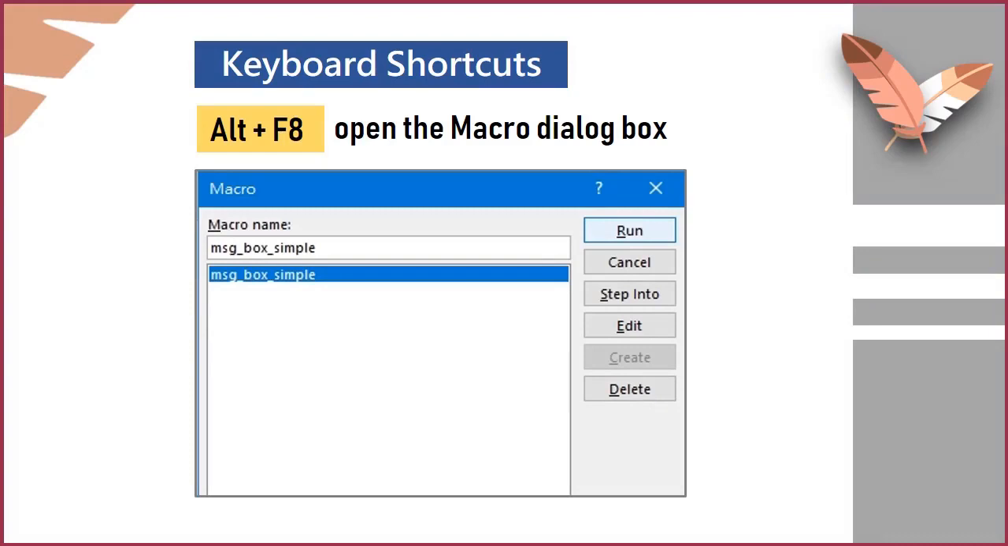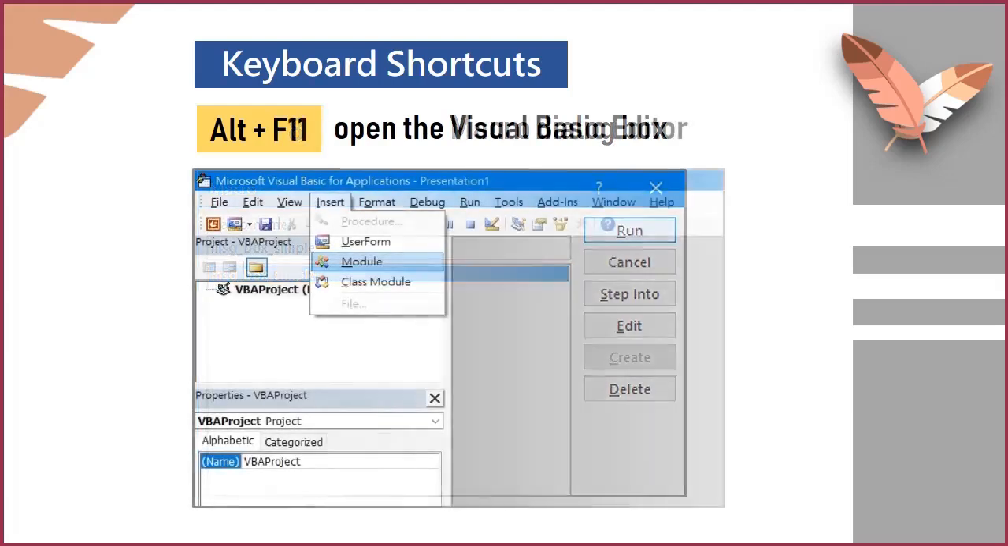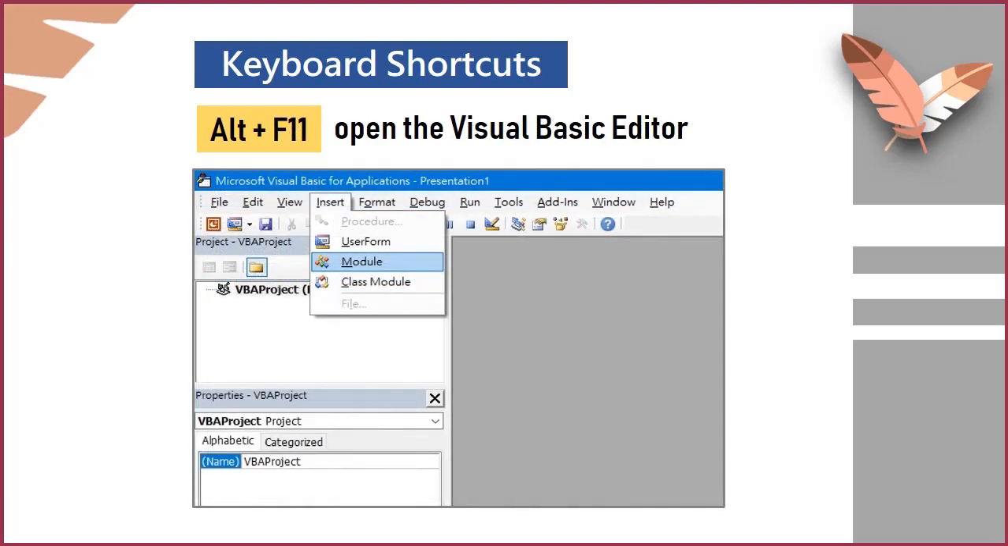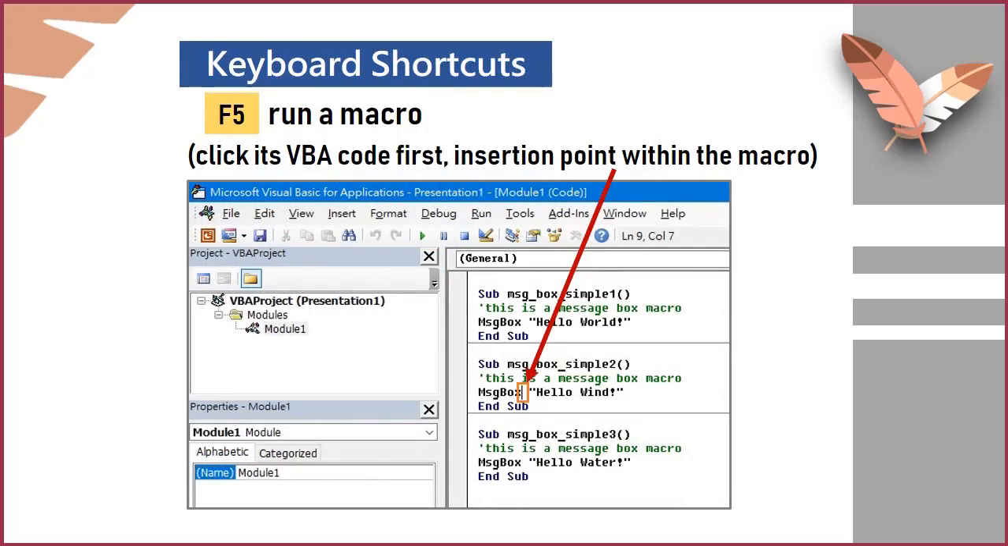Keyboard shortcuts. One quick way to use macros is through keyboard shortcuts. As we mentioned in the previous video, you can click the View tab and then click Macros to activate the macro dialog box. This dialog box can also be opened by pressing Alt F8. Furthermore, you can open the Visual Basic Editor by pressing Alt F11. Then, you can navigate to the Insert tab and click Module to insert a new module where you can create your macros. To run a macro, simply click anywhere within its VBA code and press F5.